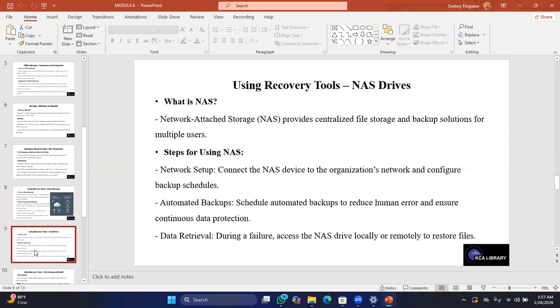Now, using recovery tools, NAS drive. What's NAS? This is network attached storage. This provides a centralized file storage and backup solution for multiple users. What are some of the steps for using it? Network setup. Connect your NAS device to the organization's network and configure a backup schedule. Automated backups. Schedule automated backups to reduce human error and ensure continuous data protection. Then lastly, data retrieval. During a failure, access the network attached storage drive locally and remotely to restore files.